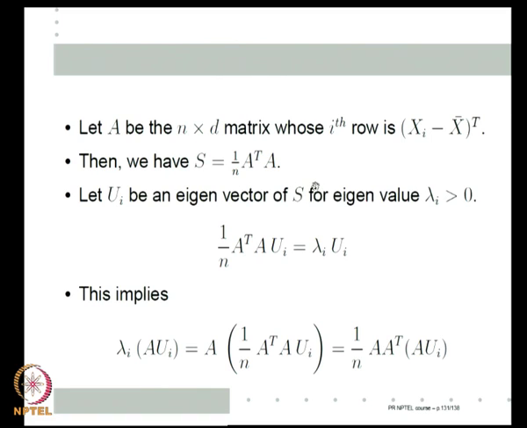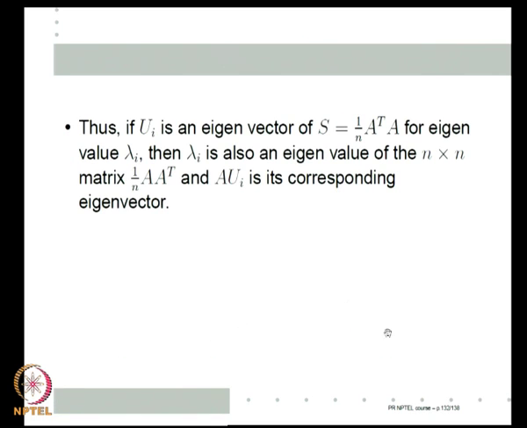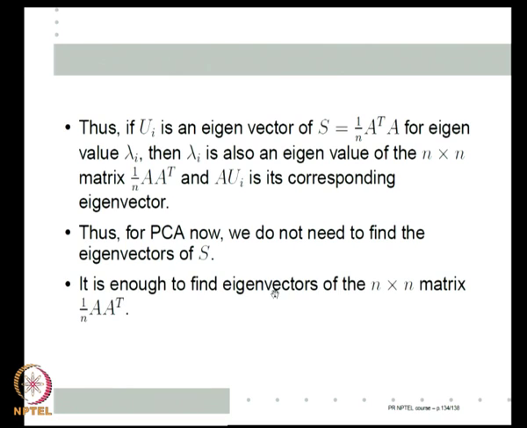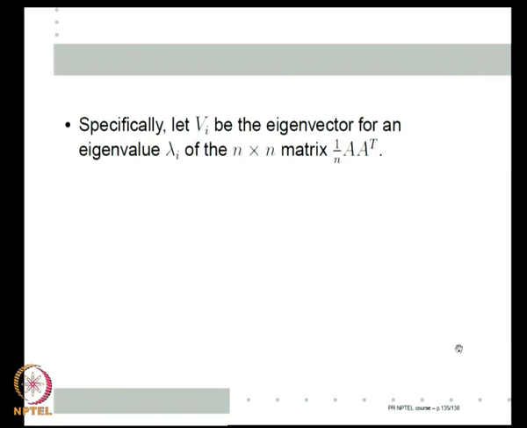S is of course A transpose A, but if I do 1 by n A A transpose, the A ui are the eigenvectors. So, if ui is an eigenvector of S, which is 1 by n A transpose A, for an eigenvalue lambda i, then lambda i also happens to be an eigenvalue of the n by n matrix 1 by n A A transpose, and A ui is the corresponding eigenvector. Which means for taking PCA, now I do not need to find the eigenvectors of S. I can work with the eigenvectors of the n by n matrix.